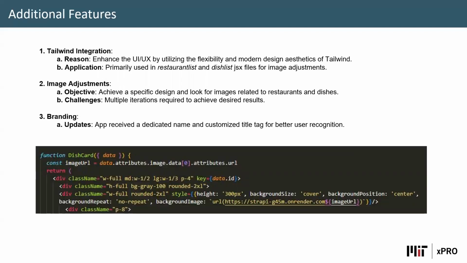While I didn't really develop any additional features, I did use a guide that included Tailwind, which I was unfamiliar with before starting. It was really interesting exploring those features and seeing them in action. Primarily, I needed to adjust my images, so I mostly worked within the realms of my restaurant list and my dish list JSX files. It took a few attempts to get exactly what I was looking for.